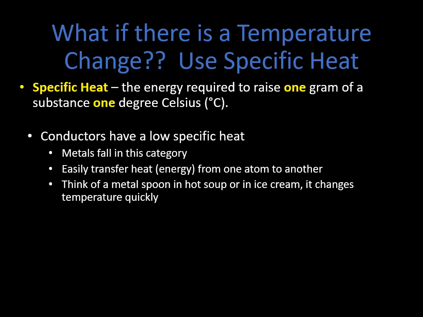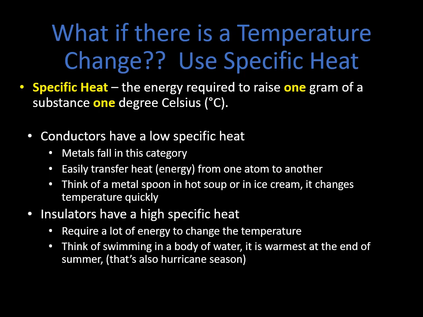And you've experienced this. If you have ever put a spoon into hot soup and then burned your tongue on the hot spoon, or if you've ever tried to scoop ice cream out of a container and you've used a metal spoon and it's frosted over really quickly and gotten cold very quickly, that is because metals are such good conductors with a low specific heat.